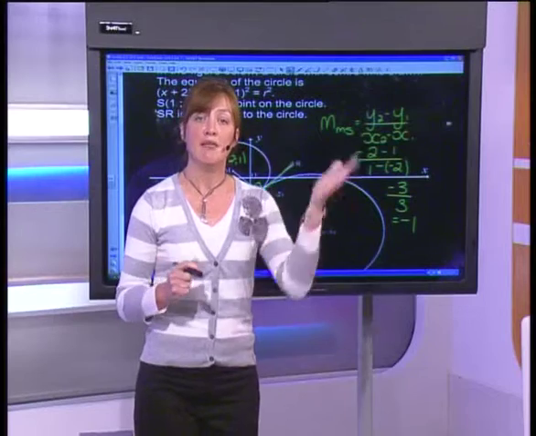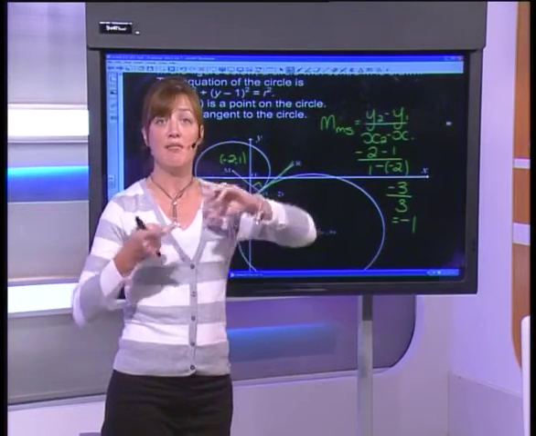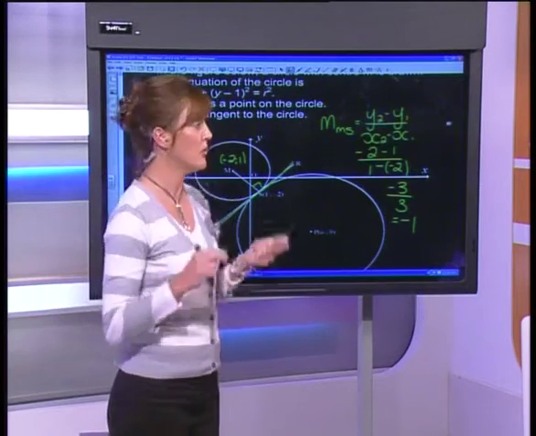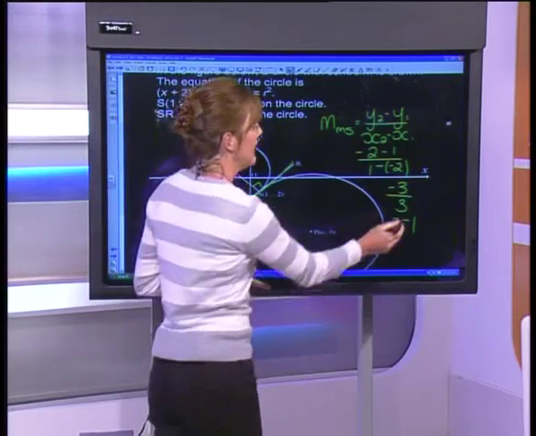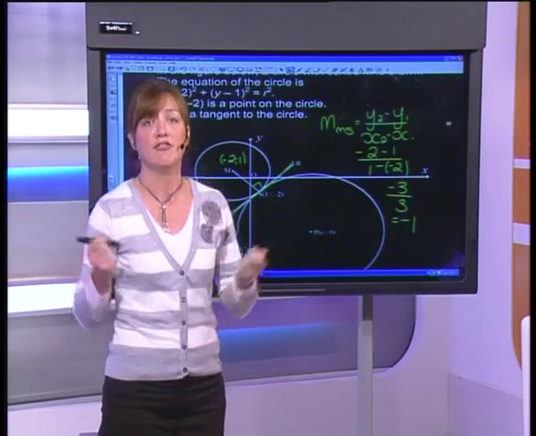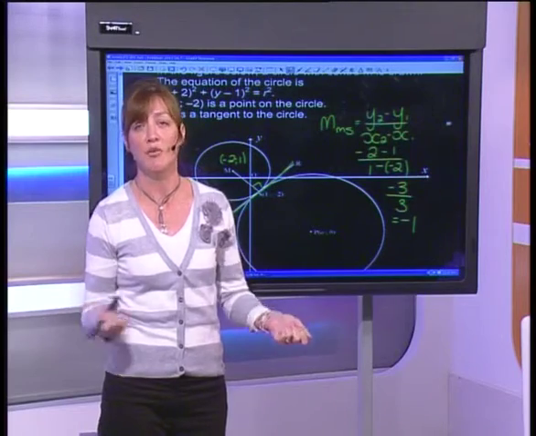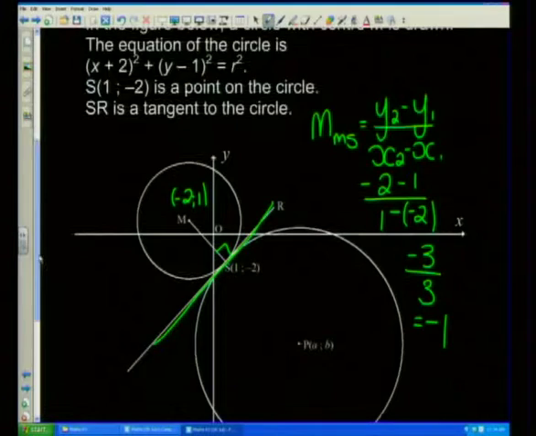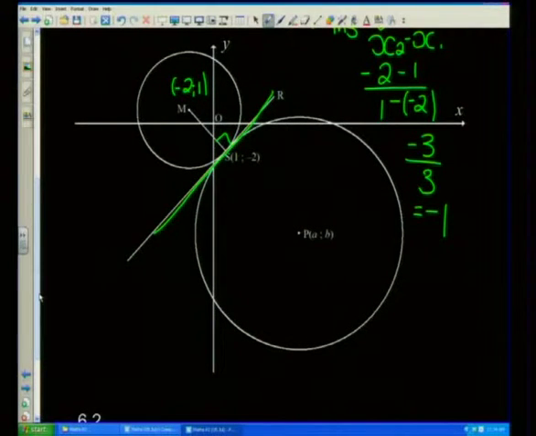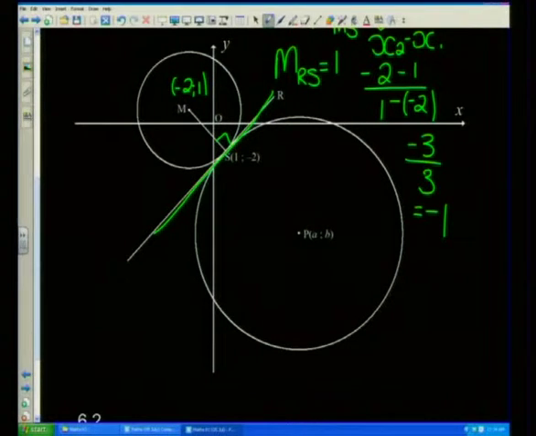So if our gradient from M to S is negative 1, remember that to work out the perpendicular gradient, what we do is we invert our gradient and we change the sign, okay? If you're working with a whole number like positive 1, if you were to invert the fraction of 1 over 1, it's obviously just going to stay 1 over 1. And instead of having negative 1 as your gradient, we're now going to have positive 1. So my gradient from R to S is now positive 1, okay?